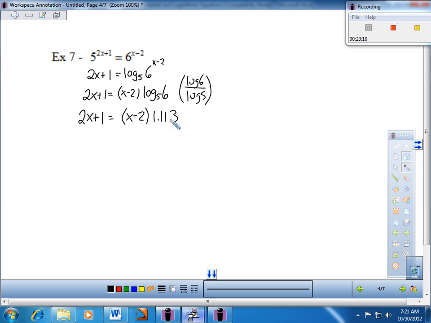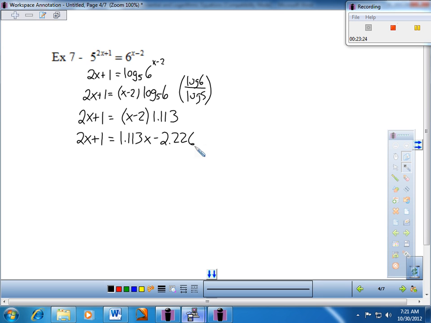Excellent. Now, everyone, it's just time to distribute here. And let's go ahead and solve. I think we can pull this off. 1.113x minus 2.226. And again, now it's just a linear equation that we can solve for.